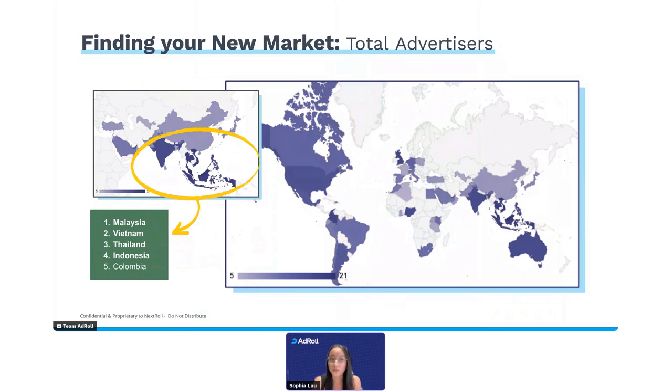Identifying new markets based on the concentration of the number of advertisers that are active there also gives a good indication of what the competitive nature of that region is, but also if there's any high potential opportunities. From this data here, we can see that there is a high concentration of advertisers in the APAC countries, such as Malaysia, Vietnam, Thailand, and Indonesia.